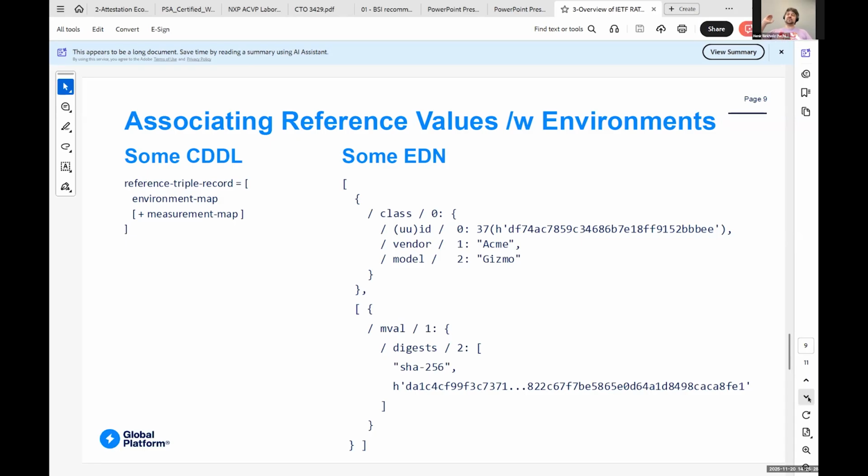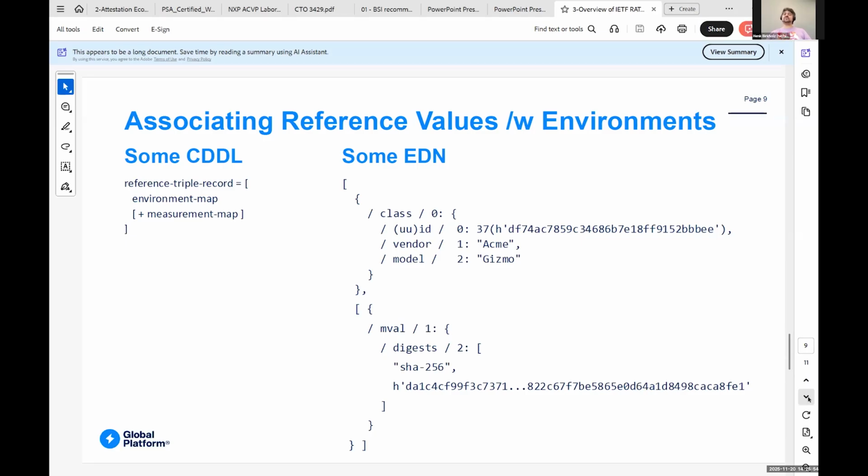co-RIM tries to be agnostic of the evidence, so it has a relatively separate format. Why do we have this triple thing? Triple, it is not linked data. It is similar to it, but it doesn't provide you with context. It's just really the triple, which is a reference triple record, basically the predicate which combines the environment, the subject, with the object that is the measurements, the reference measurements.